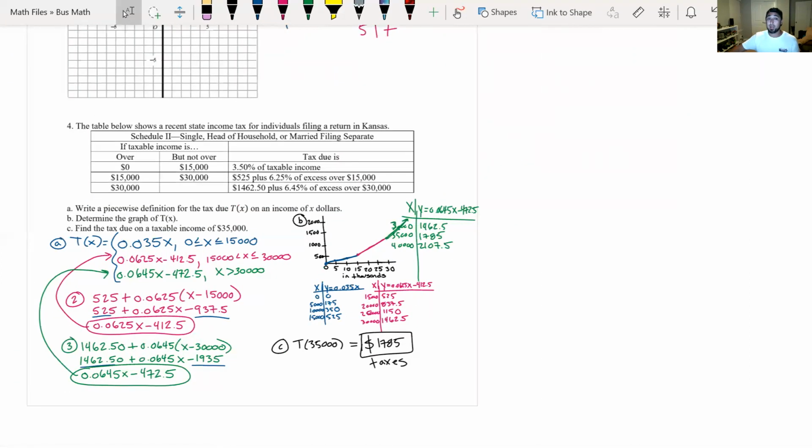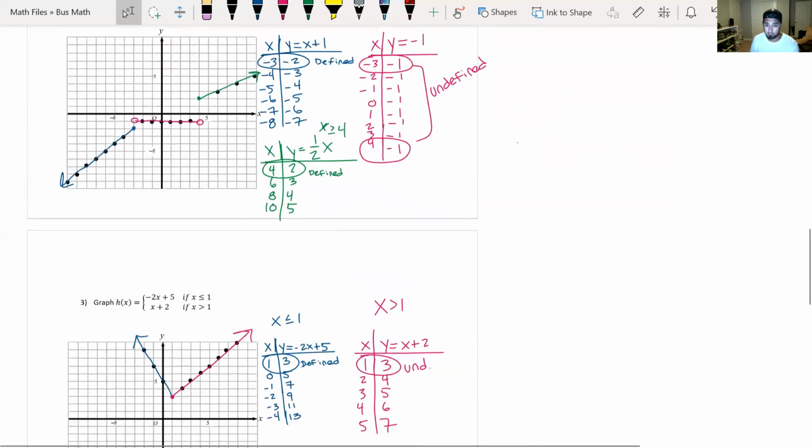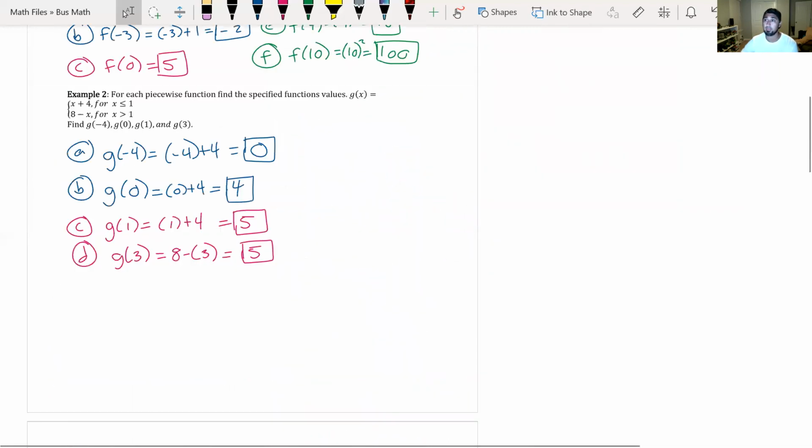All right, and that's piecewise functions. Yes, the applications are going to be a little crazy, but this is how you'll set them up. Just read it carefully. Okay, and that's it.